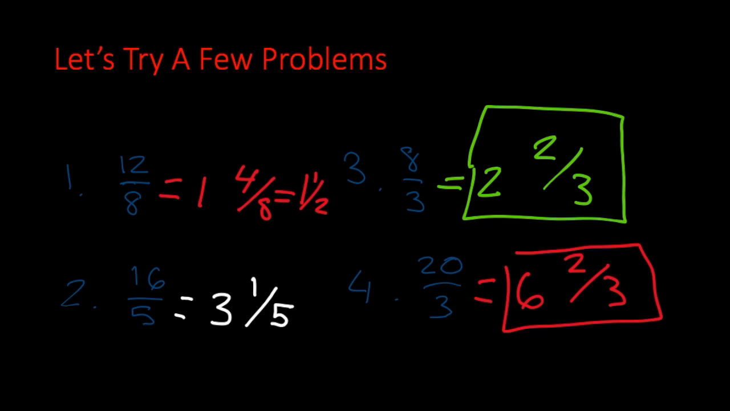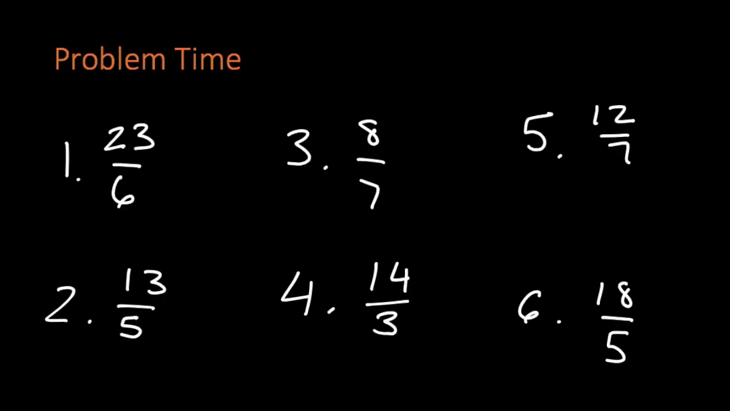And you're probably wondering, how are we getting a fraction and a whole number? Well, this is the whole number and this is the fraction. So this is a fraction and a whole number, and it's also called a mixed fraction. Now, let's do problem time.